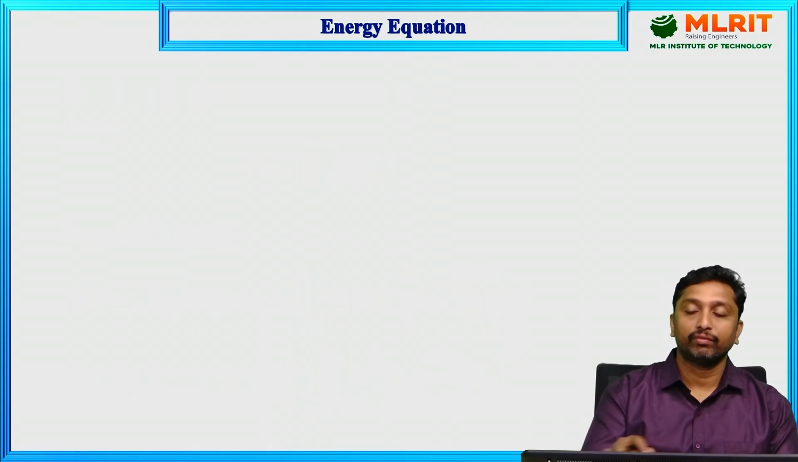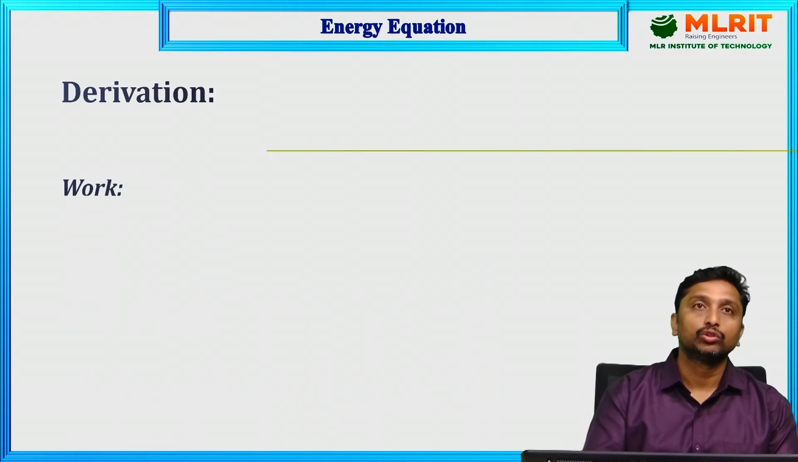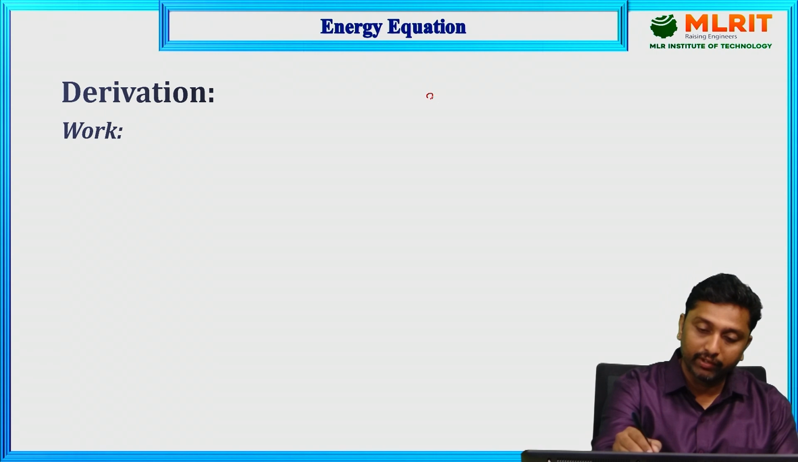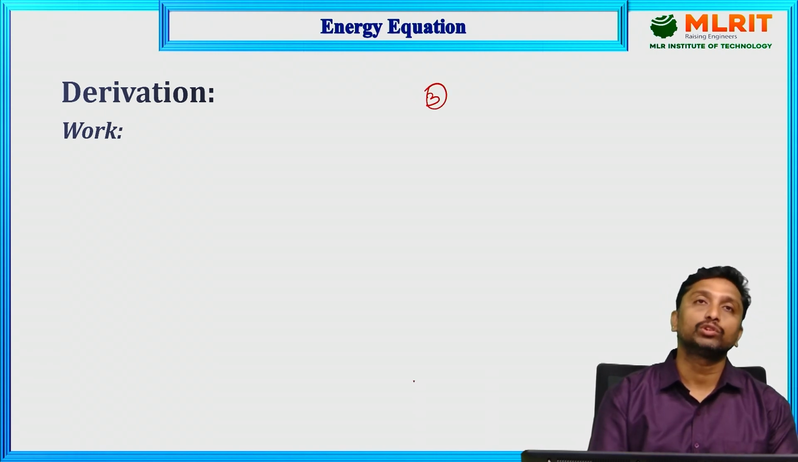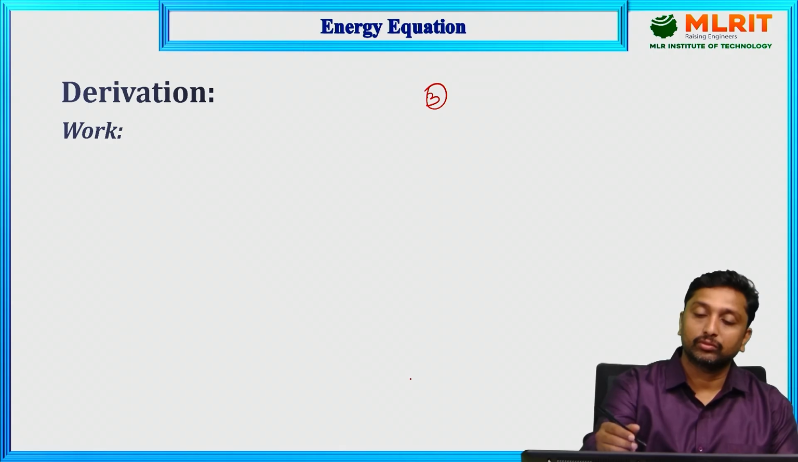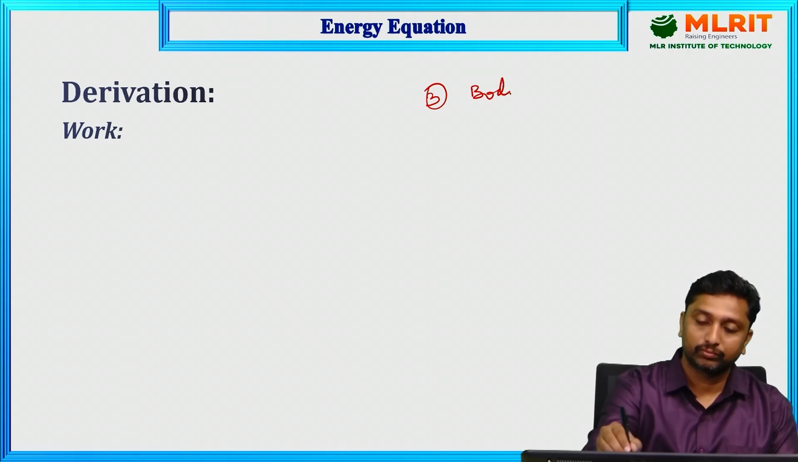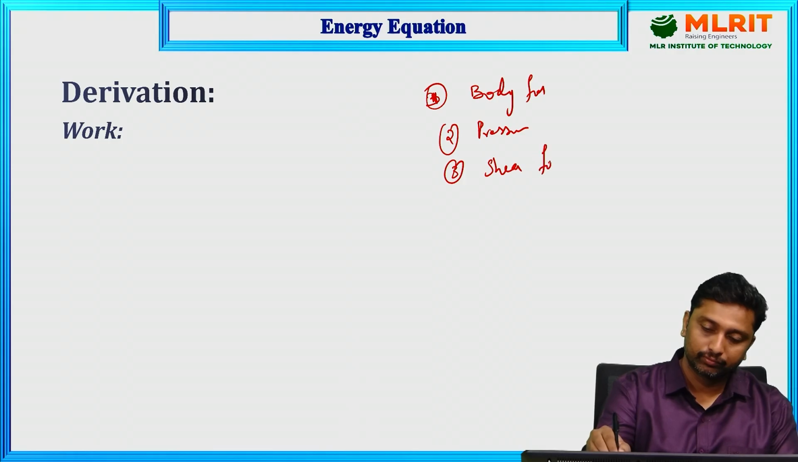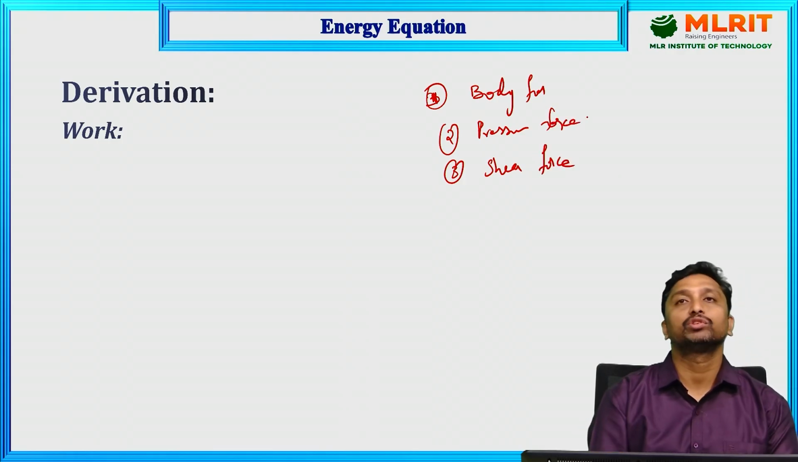Then we have work done. For the work done, we have considered three forces. First force being body force, second pressure force, and third shear force. So three forms of forces we are considering.